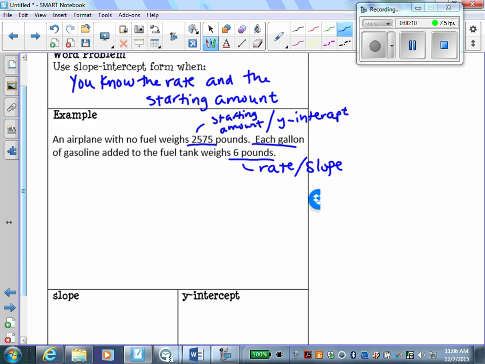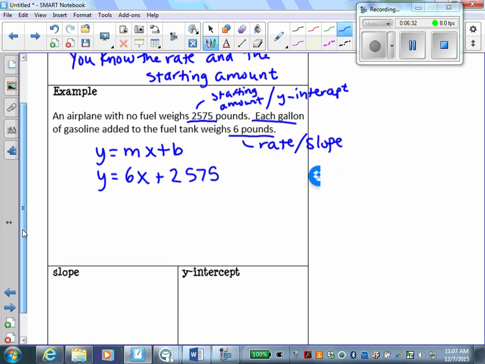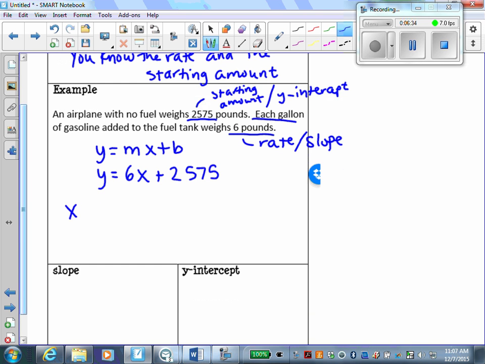So the equation goes y equals mx plus b. This is something you need to memorize if you don't already have it memorized. So we're just going to plug in those two values. So y equals, the slope was the 6, so 6x plus our starting amount, 2,575. We also need to define our variables whenever we're writing an equation from a word problem. So in this case, we have an x and a y. We need to say what they mean.